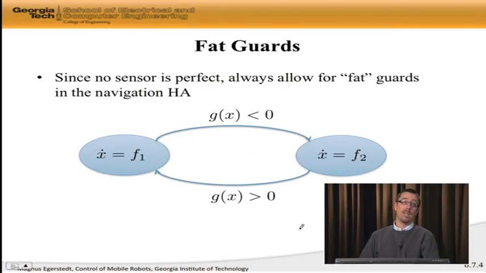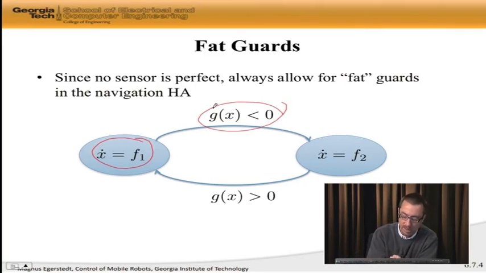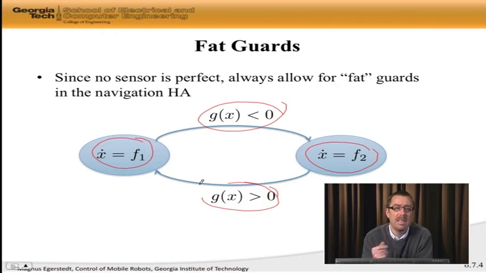Now, the second thing I said is we need to allow for fat guards. And this is because no sensor is perfect, no actuator is perfect. Robots aren't perfect, right? So if I have this as my navigation hybrid automaton, where I'm doing F1 until G is negative, say, then I'm doing F2. And then when G becomes positive, I'm doing F1 again. This is not sufficiently fat, because I may actually end up switching a lot. I may induce Zeno, for instance, or I may not.